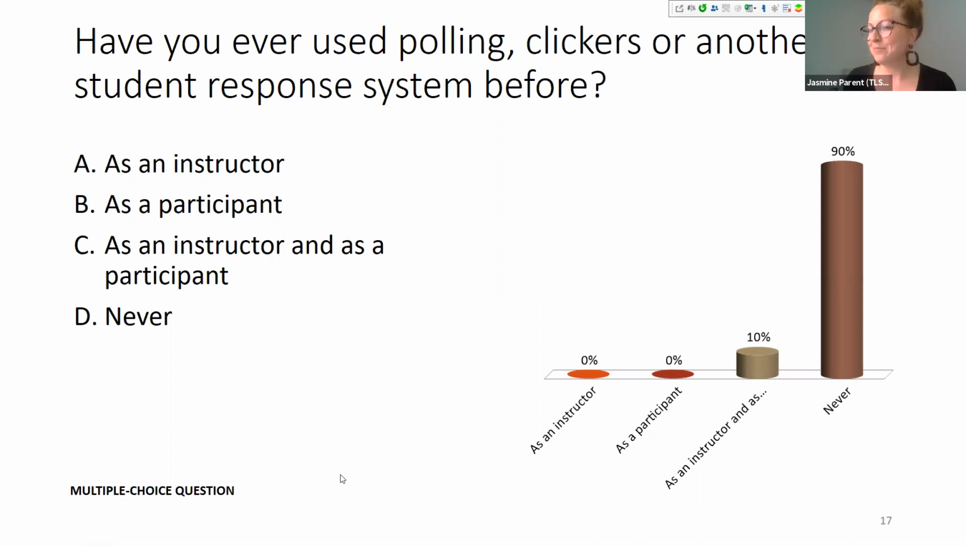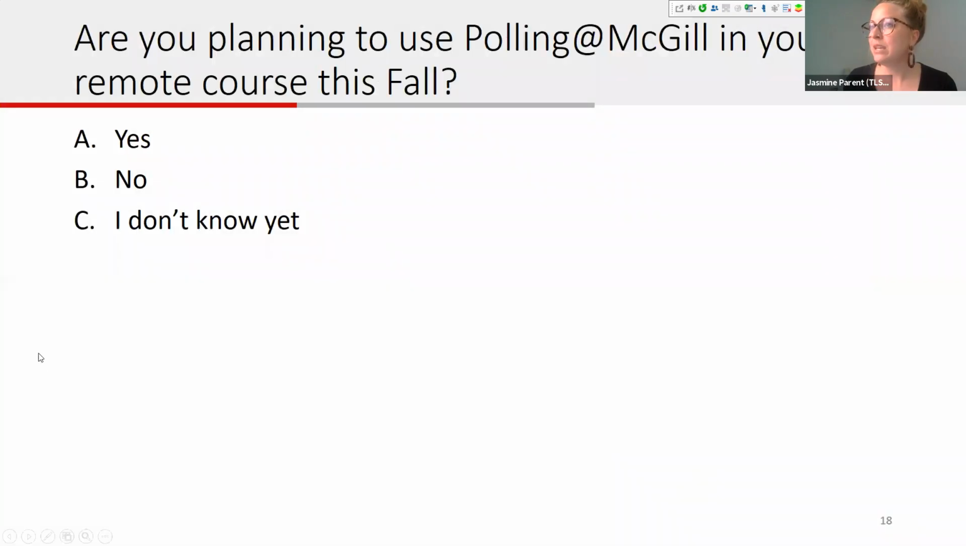So we're really glad you're here and taking this so you can learn how to use it in your courses. I'm going to ask you another question. Are you planning on using Polling at McGill in your remote course this fall? Yes, no, or you don't know yet.